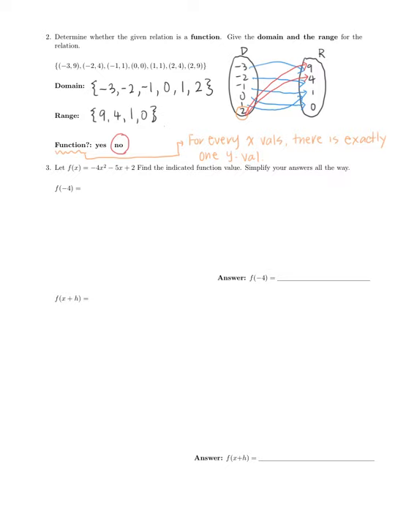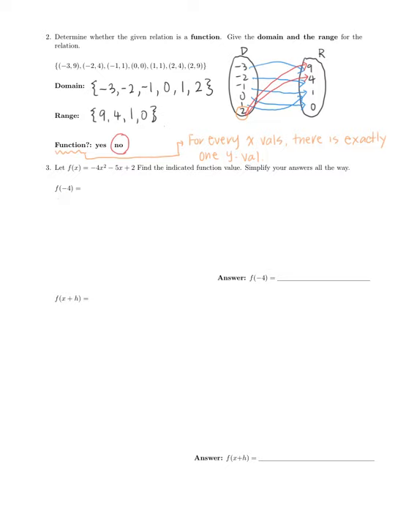All right, now let's take a look at number 3. f of x equals -4x squared minus 5x plus 2. Find the indicated function value. Simplify your answers all the way. First we want to compute f of -4. What we need to do is replace our x with -4, and then compute that value.